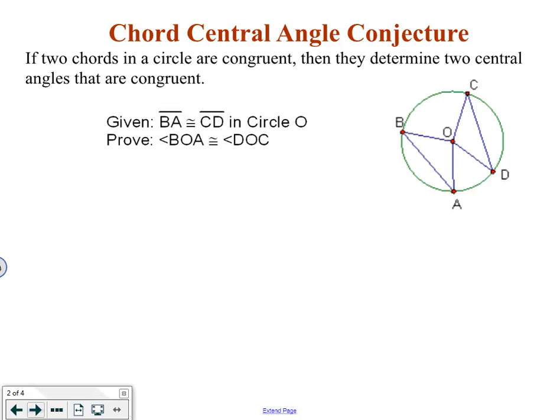The chord central angle conjecture states if two chords in a circle are congruent, then they determine two central angles that are congruent. You can see we have our given information listed here. BA is congruent to CD, and we need to prove that angle BOA is congruent to angle DOC. So we'll start with the given information. We have segment BA is congruent to segment CD. That is given.